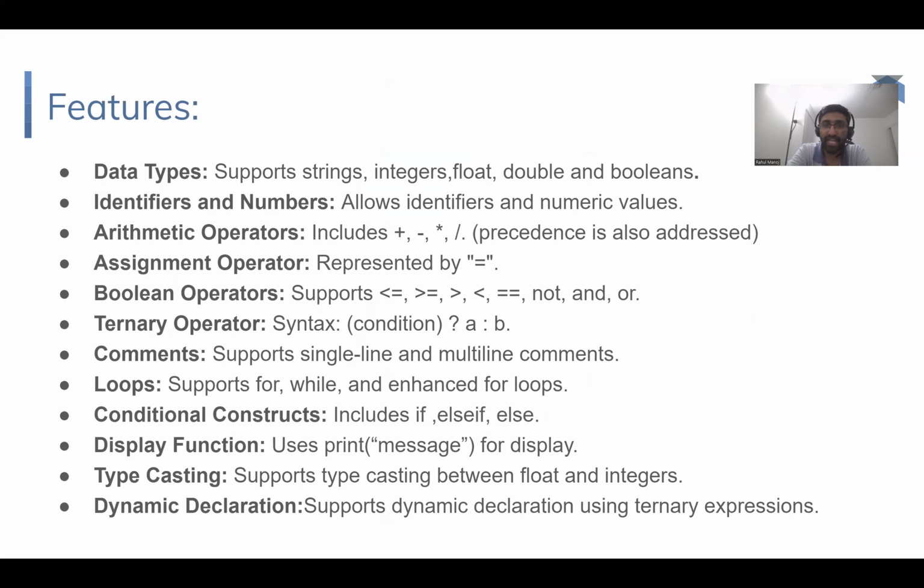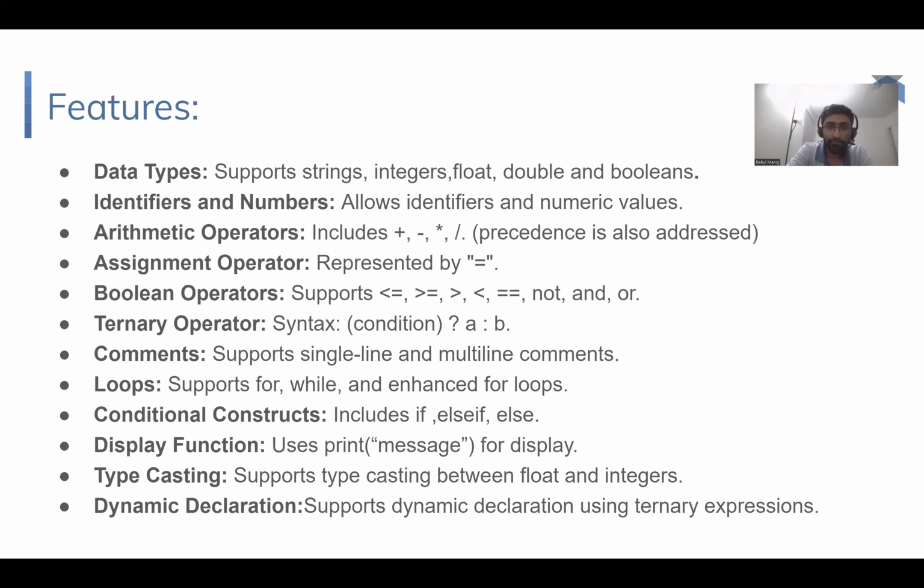The arithmetic operations that we have are addition, subtraction, multiplication, and division. We also have brackets as well, and all of this has precedence included with it. Then we have the assignment operator, as it shows, the equal to sign. Boolean operators are less than or equal to, greater than or equal to, greater than, less than, and equal to. Along with this, we also have not, and, and or as well.